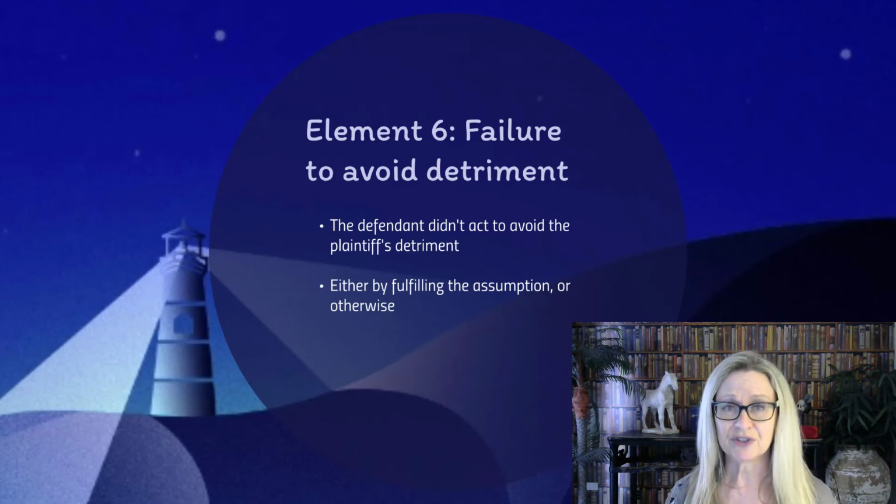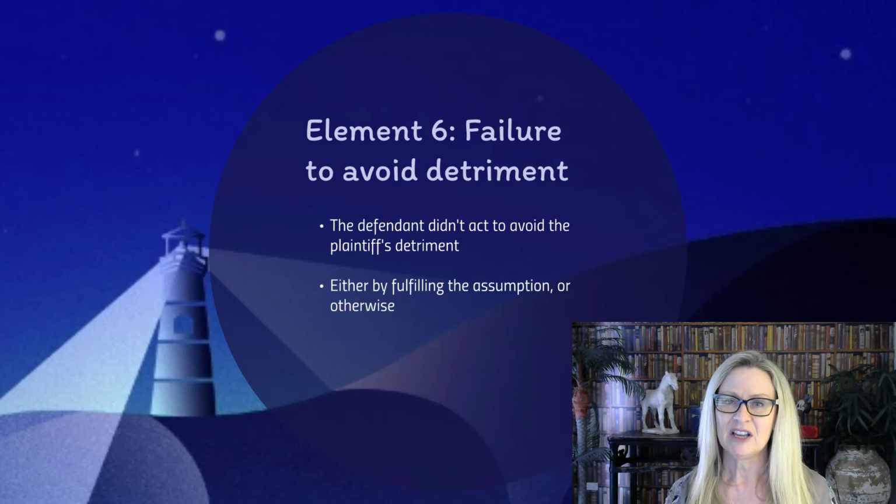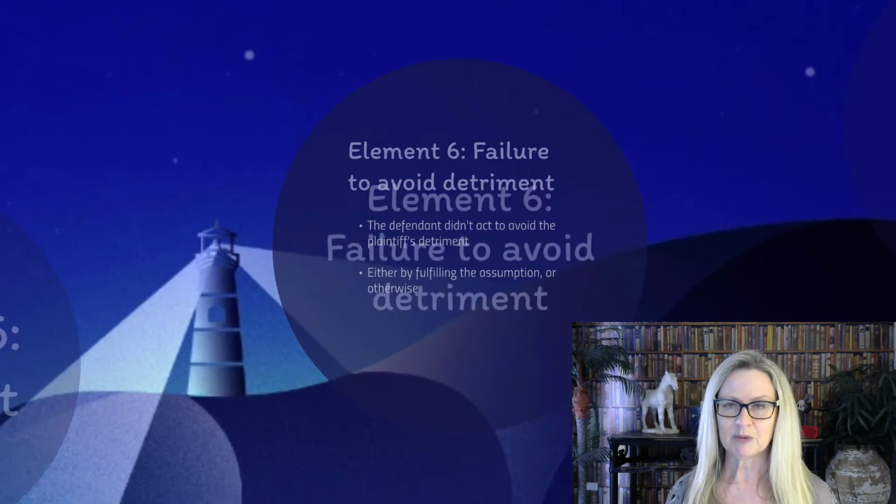It's just the conclusion, I guess, the concluding act to the whole sorry story. So the defendant has to have failed to step in and avoid detriment for the plaintiff. So they haven't fulfilled the assumption or something of that nature. So essentially they've seen the other party heading for the cliff. They knew that they were going to head for that cliff. They intended for them to take that pathway to the cliff, and they didn't actually stop them from falling off the cliff. So that is element 6. Like I said, no real problems with that one.